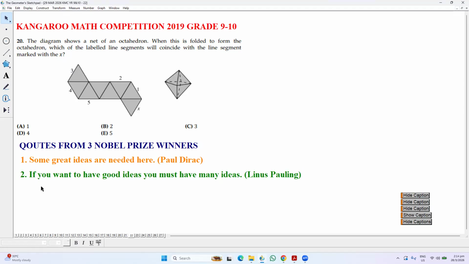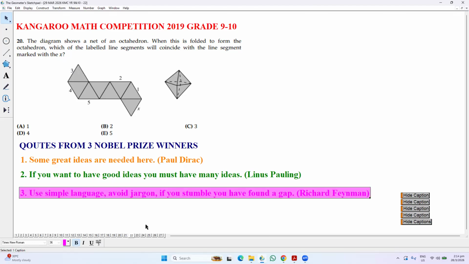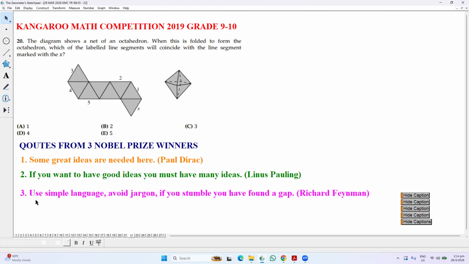Number two, if you want to have good ideas, you must have many ideas. Linus Pauling, who discovered the helix for DNA. Number three, use simple language. Avoid jargon. If you stumble, you have found a gap. Richard Feynman.